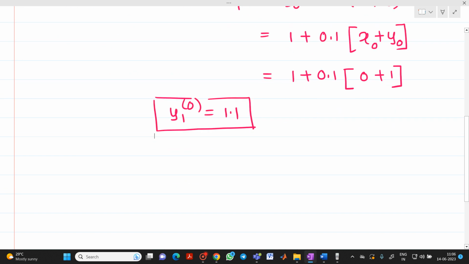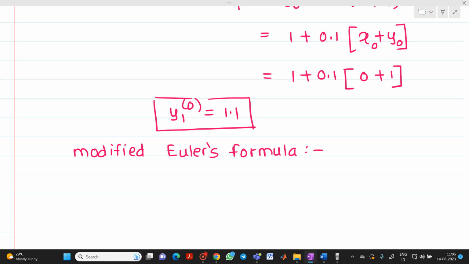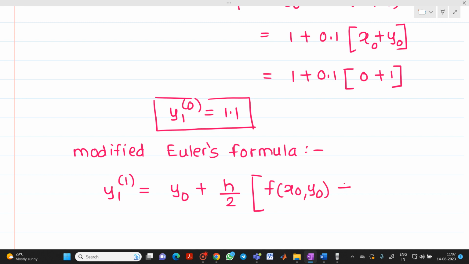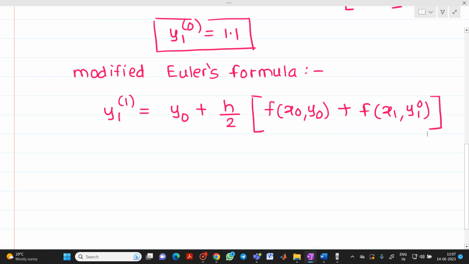Now we have to use a corrector formula, or otherwise I can write it as by using modified Euler's method or formula. So what is the formula for this? The formula will be y1(1) = y0 + (h/2)[f(x0, y0) + f(x1, y1(0))]. This is the formula of modified Euler's method, or in other words you can say it is a corrector formula.